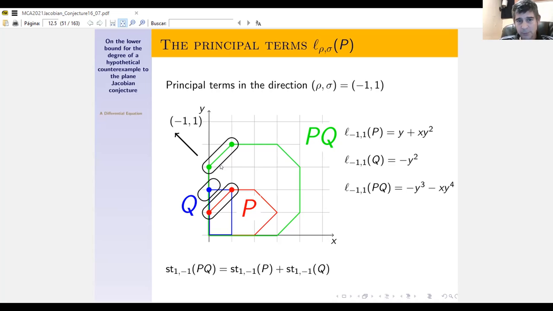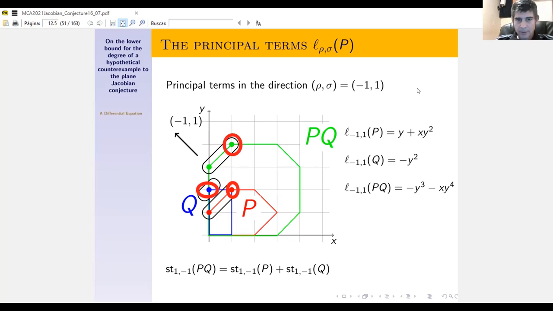So the starting point is just the first point you find if you travel anti-clockwise around the support. Here you have the starting point of P, starting point of Q. It's just all the support of the principal term. And this is the starting point of PQ. And it is the sum of these two points.